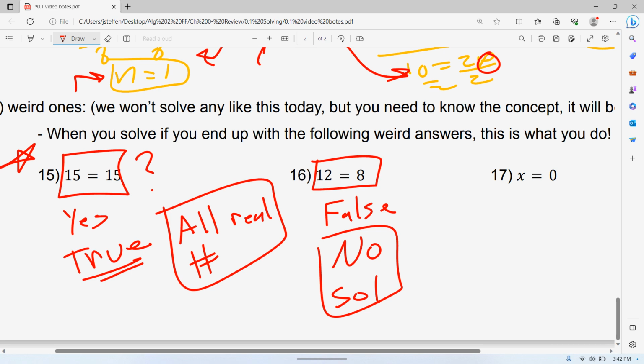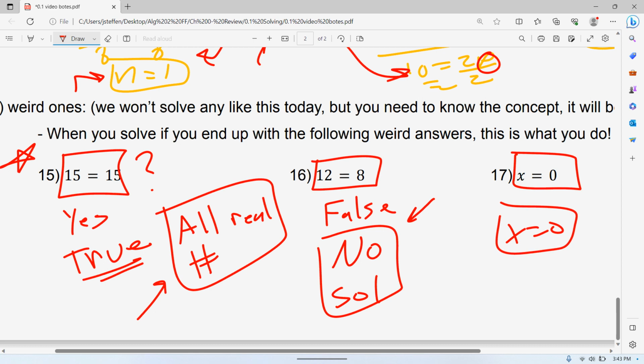We will go into a little bit more detail with that later, and what all real numbers mean and what no solutions mean. But for right now, the thing I want you to realize is that there's no variables and it's just two numbers. There's no x's or y's or anything. If it's true, it's all real numbers. If it's false, it's no solution. If you have x is equal to 0, a lot of people panic with this one, but that's just x is equal to 0. That's not no solution or all real numbers. 0 is a number. x is equal to 0. So don't panic about that. And again, that'll come into play a little bit more when we're solving.